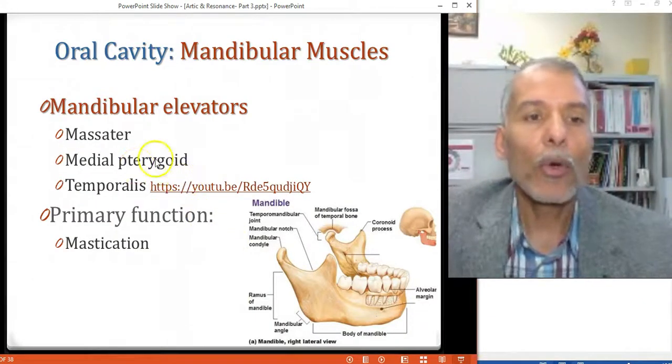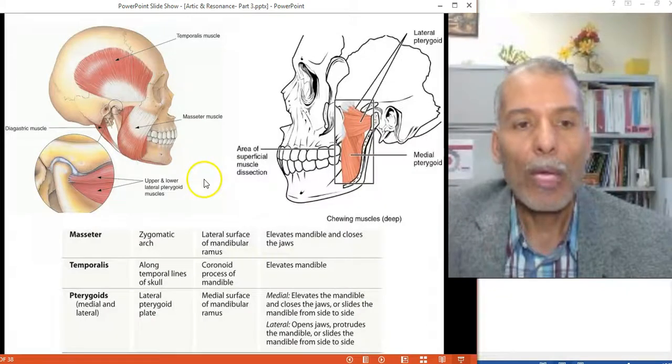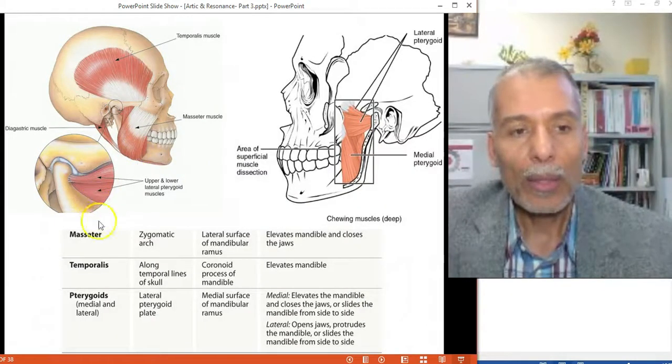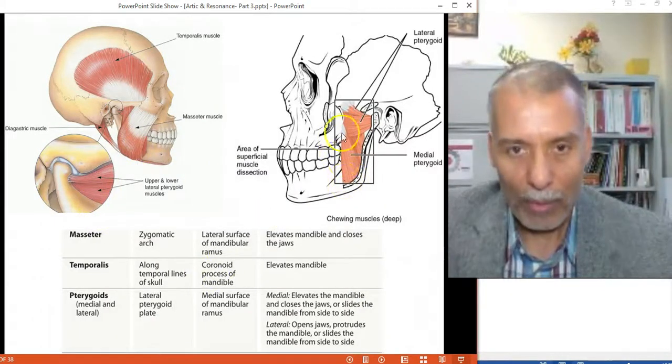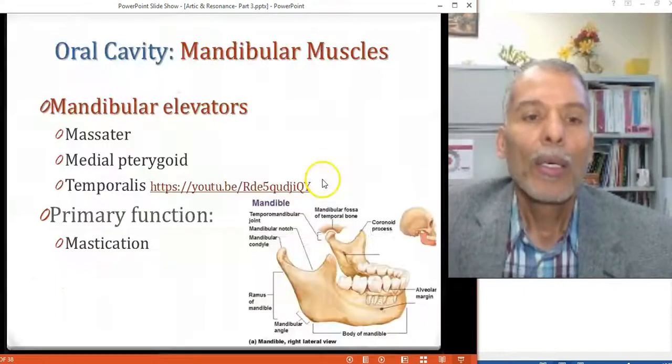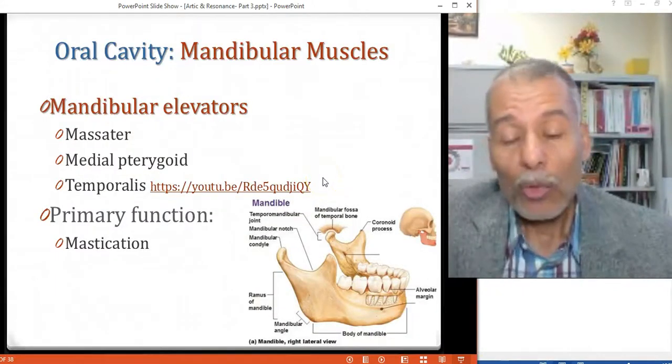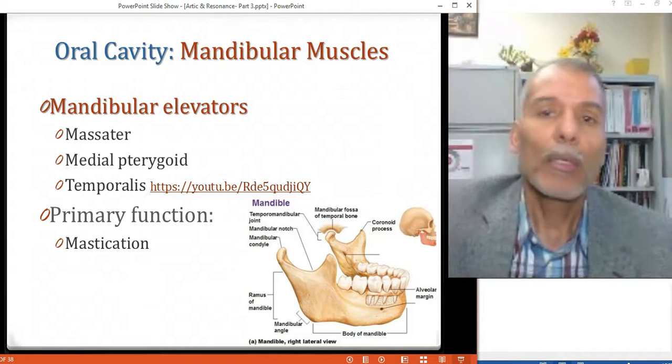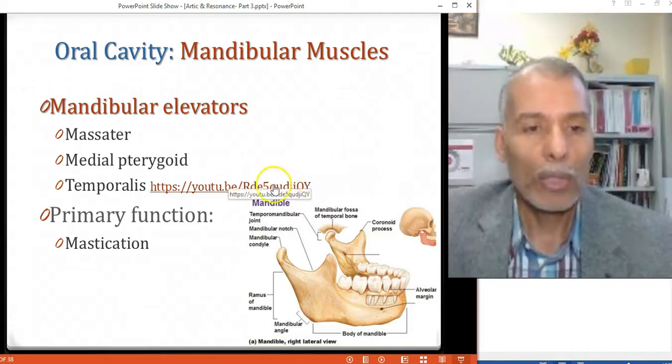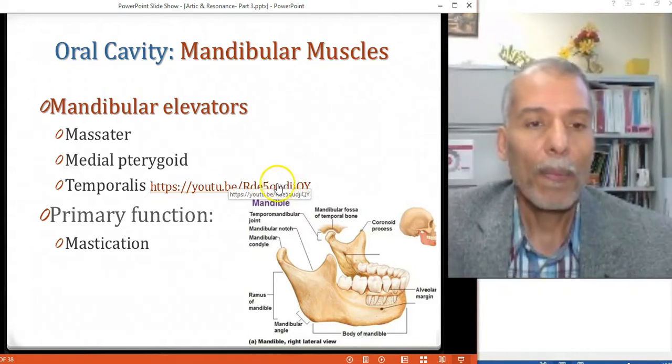And the function, of course, is to elevate the mandible. It has two segments, but you don't have to worry about it having two segments. Just know the basics that I mentioned.